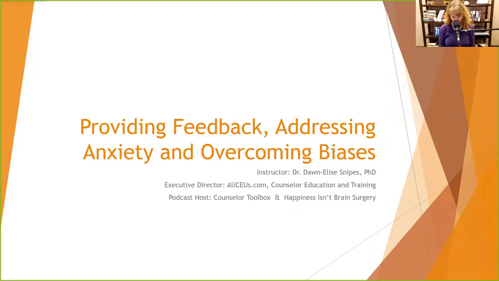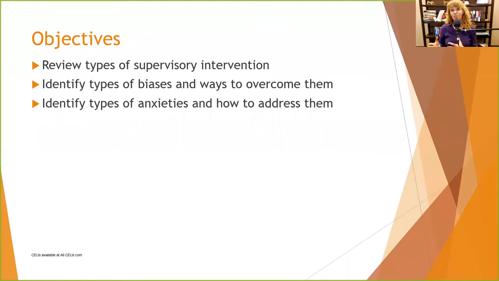I'd like to welcome everybody to today's presentation, and it's the last one in our six-session series on supervision. How's that for a bunch of S's for you? Anyhow, today we're going to be talking about providing feedback, addressing anxiety, and overcoming biases. We're going to review different types of supervisory interventions or different ways we can provide feedback and reasons we would, identify types of biases and ways to overcome them, and different types of anxieties, especially those anxieties that our supervisees may have, and how we can address them in supervision.